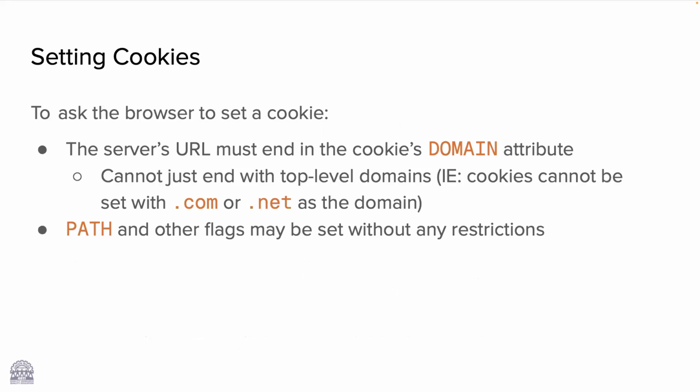Now, the way that cookies are set is that you want to ask the browser to set the cookie. So the URL must end with the cookie's domain attribute. And so you want to make sure that the domains match up. You can't just do .com, otherwise this cookie would be set for every single website. But you can do the level above. So for instance, berkeley.com works. And then you can set path as lax as you want.